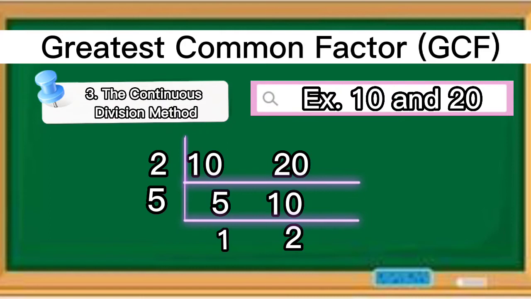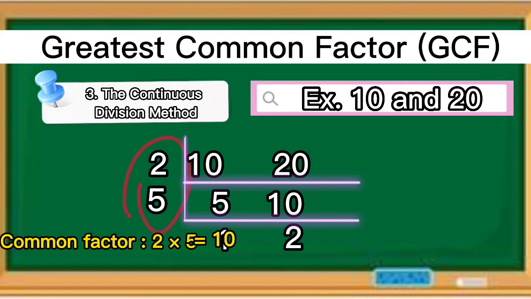Next is to find the common factor of 10 and 20. So here are the common factors of 10 and 20, which are 2 and 5. Now, 2 times 5 is 10, so therefore the greatest common factor is 10. Congratulations, my learners!